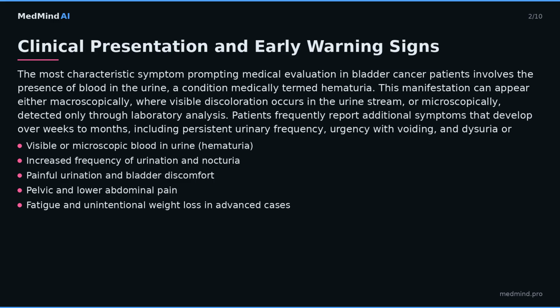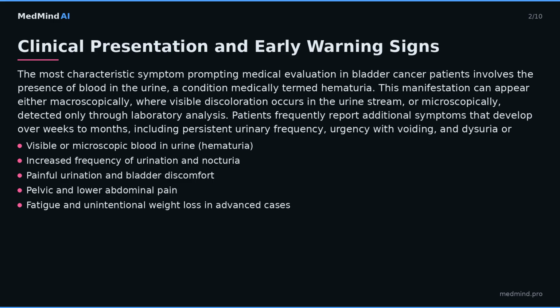Clinical presentation and early warning signs. The most characteristic symptom prompting medical evaluation in bladder cancer patients involves the presence of blood in the urine, a condition medically termed hematuria. This manifestation can appear either macroscopically, where visible discoloration occurs in the urine stream, or microscopically, detected only through laboratory analysis.